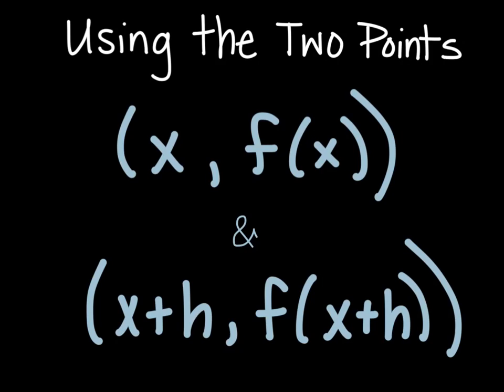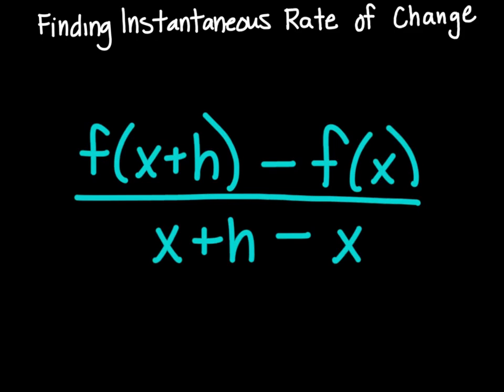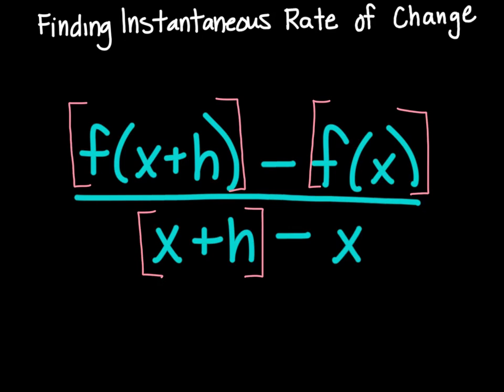The 2 points that we're going to use are x and the y, or f of x, and then some other point that is some unknown distance away on the x-axis from our first point. If we adjust the slope formula using those 2 points, this is what we get. F of x plus h represents the f of b, the second y value. F of x represents f of a, the first y value. X plus h is b, the second x value. And x represents our a, the first x value.